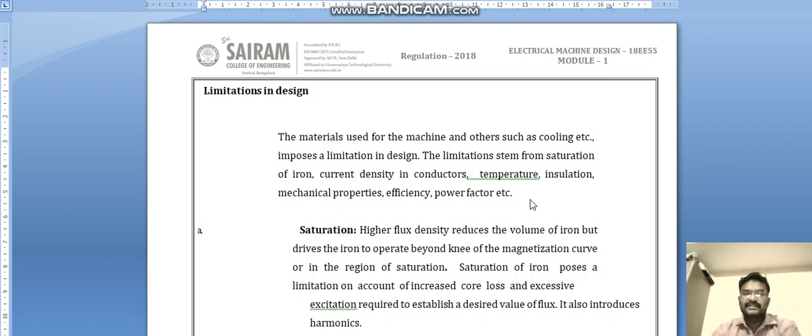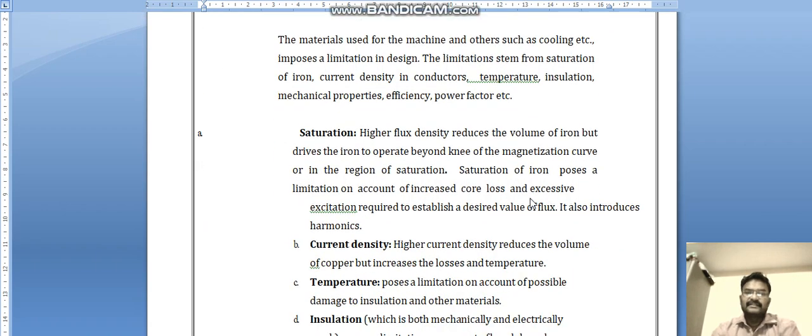First one, saturation. High flux density reduces the volume of iron, but drives the iron to operate beyond the knee of the magnetization curve, or in the region of saturation. Saturation of iron imposes a limitation on account of increased core loss and excessive excitation required to establish a desired value of flux. It also induces harmonics.